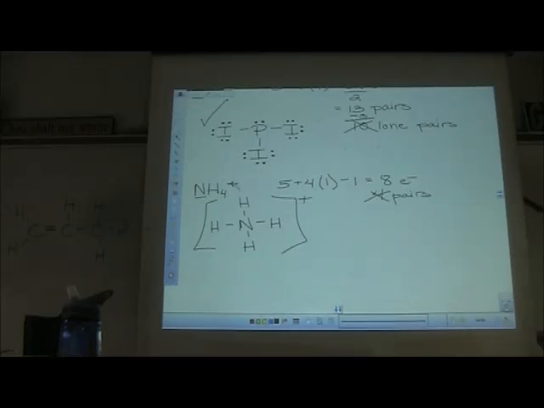What would you have done if the charge wasn't plus 1, but plus 3? Subtract 3. What if the charge was negative 5? I would have added 5 electrons. So you're never going to get an odd number. No odd number. It is possible, but you won't see it.